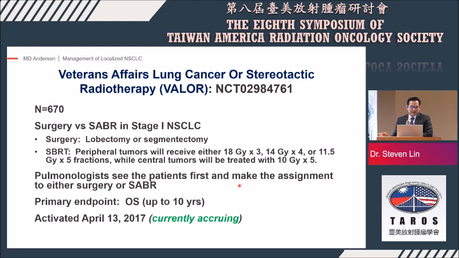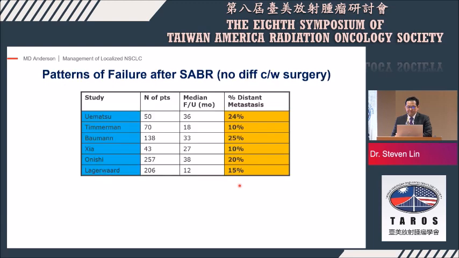It started in April 2017, and this is done in a VA hospital where there's less bias because the pulmonologists are the ones who do the diagnosis and randomize, and only then send to the surgeon or to the radiation oncologist. So there's less bias from the time of consultation. So this is a trial. Hopefully, we'll see the results and demonstrate that we're at least equivalent to surgical resections.